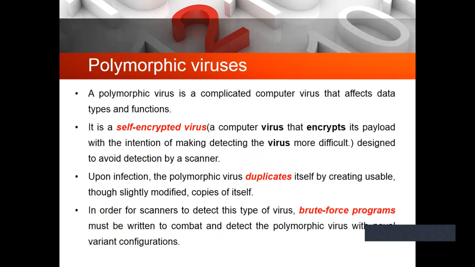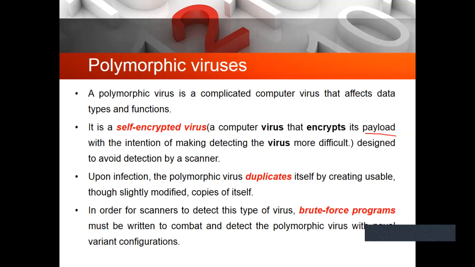When we say polymorphic virus, the virus is basically infected, and the encryption happens in the payload. Now what do you mean by payload? The payload is the malicious code.